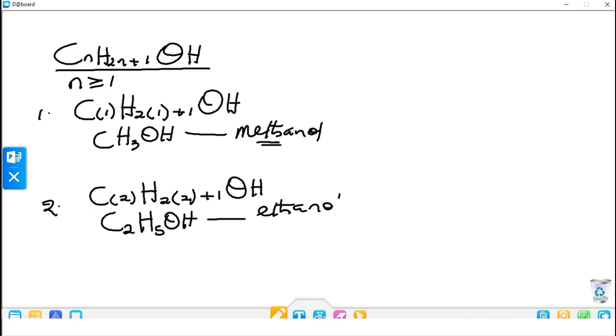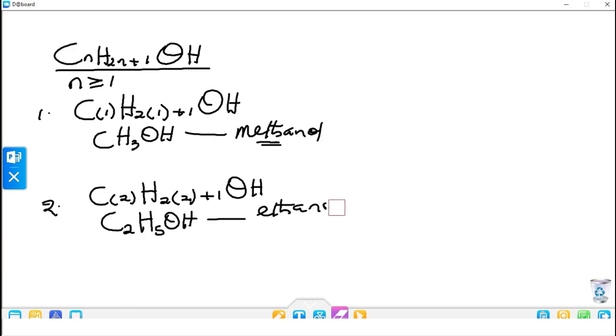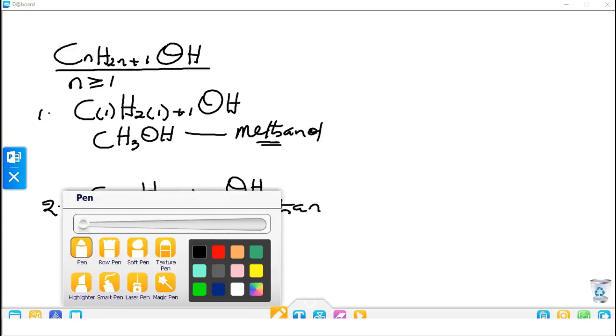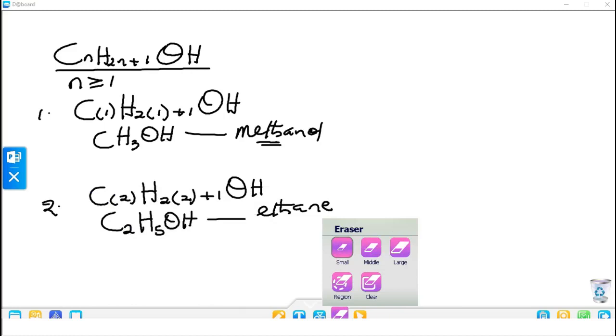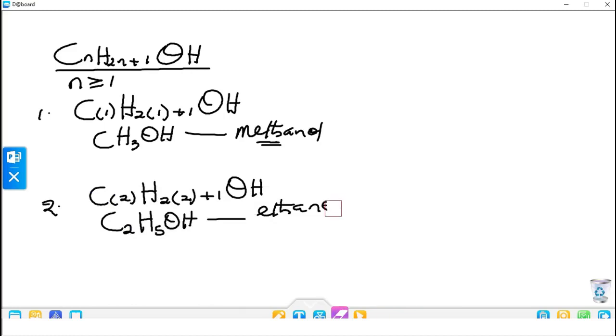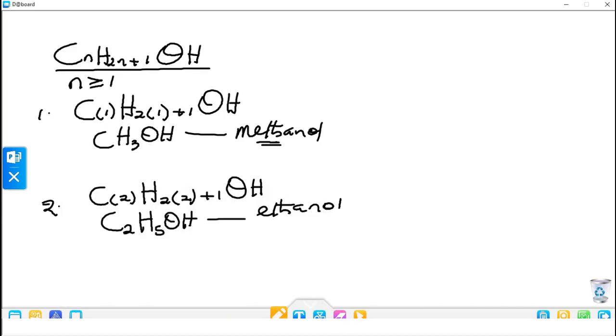This is ethanol. So as you can see, we said when the E in ethane is replaced with O, it gives us the alkanol family. So that is how we can get the molecular formula for these compounds.